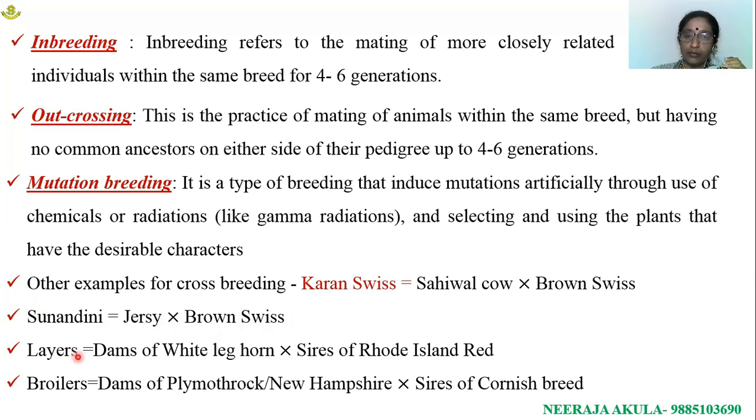Layers are the birds which are developed to produce more number of eggs. So different types of layers are there. They are developed by crossing dams of White Leghorn with sires of Rhode Island. Dam means female, sire means male. Broilers are developed by crossing the dams of Plymouth Rock or New Hampshire with the sires of Cornish breed. Babcock, Highland, Hy-Sex are different types of layers. Cobb, Hubbard, Ross, these are various types of broilers.